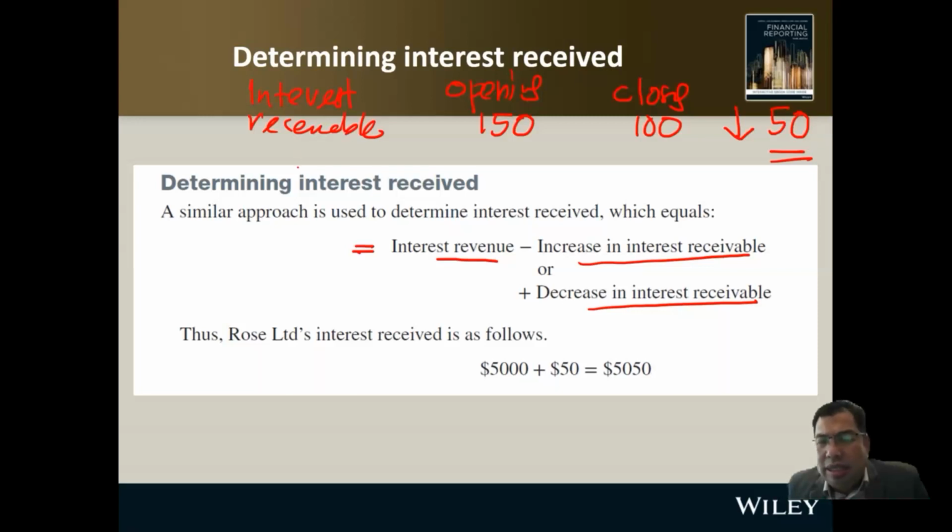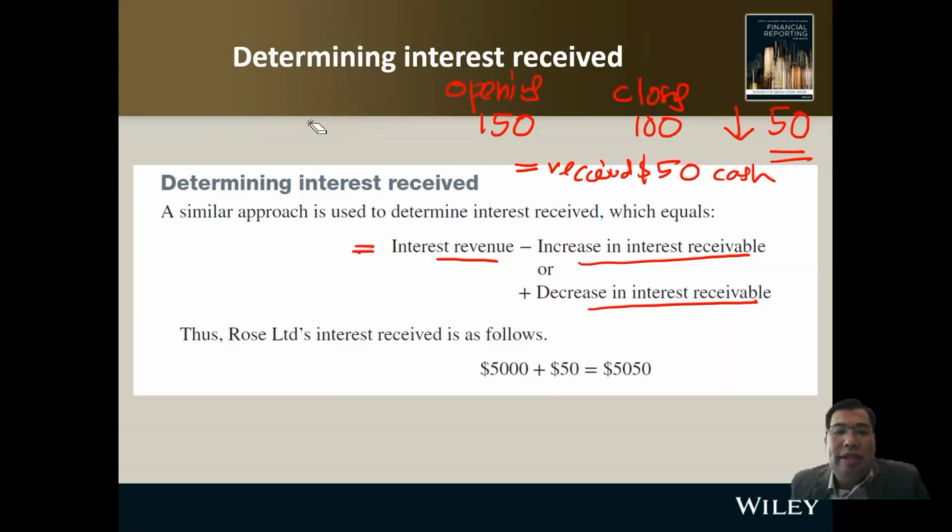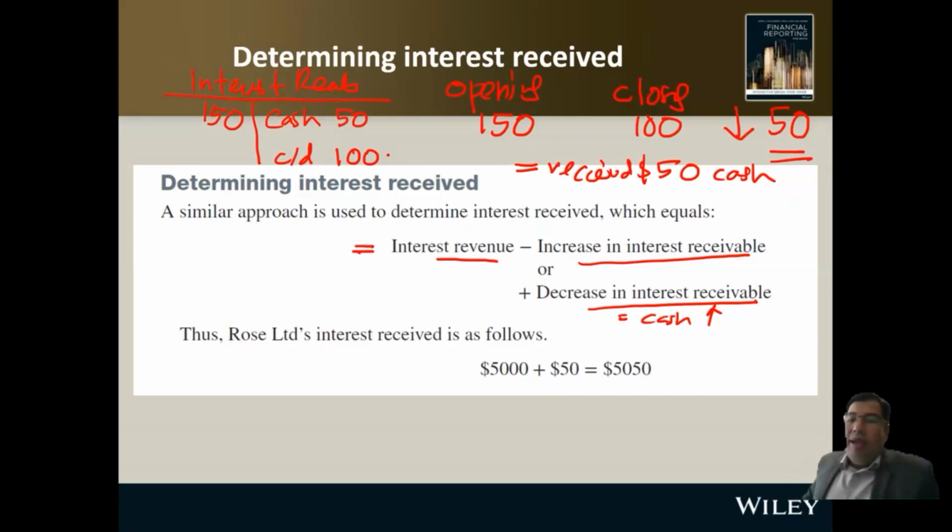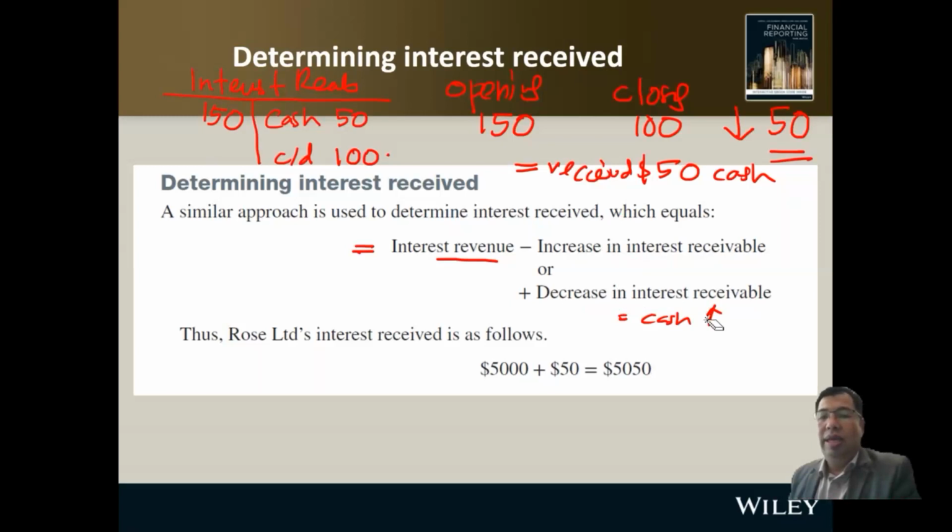So how can this interest receivable reduce? It means that you already received $50 cash. Am I right? This is your interest receivable account. This is your balance 150. Your balance carried down is 100. So the difference of 50 here is the amount that you already received. When you receive the interest, you debit cash, credit interest receivable. So a reduction in interest receivable means an increase in cash. I repeat again, reduction in interest receivable means increase in cash.